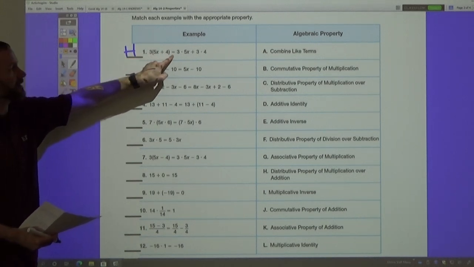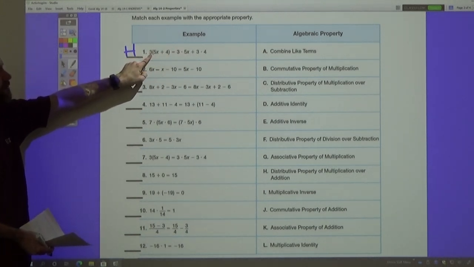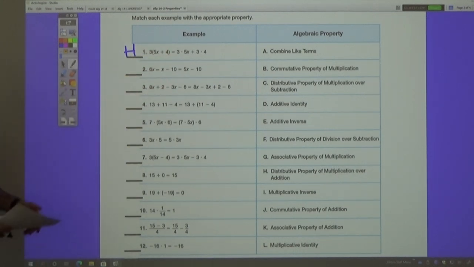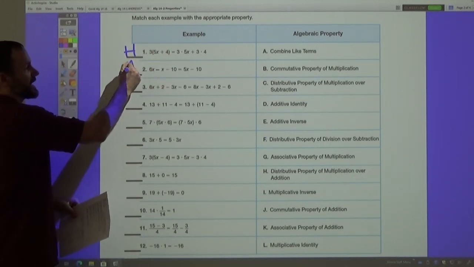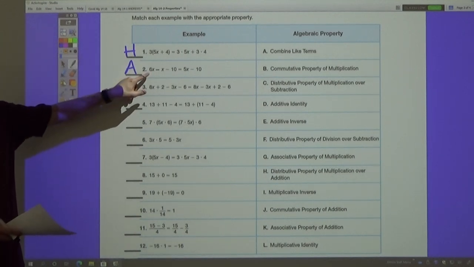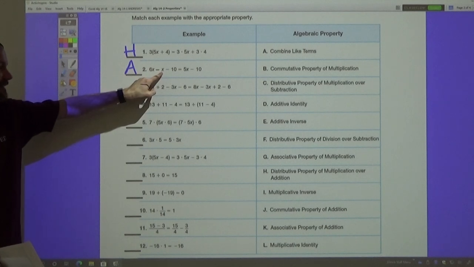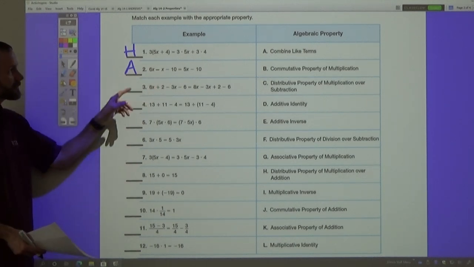All right, what we're doing here is the distributive property. We're taking the number outside, multiplying by both of the things inside. Number two is actually A. All right, what we're doing is just combining like terms. We're adding together our 6x and our negative 1x to be 5x.